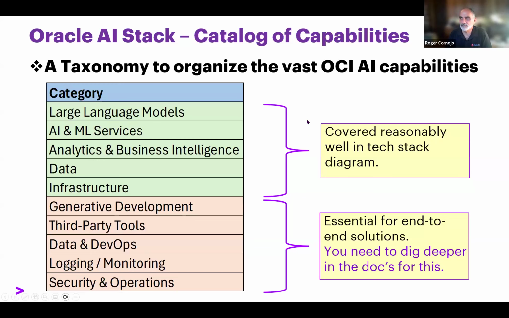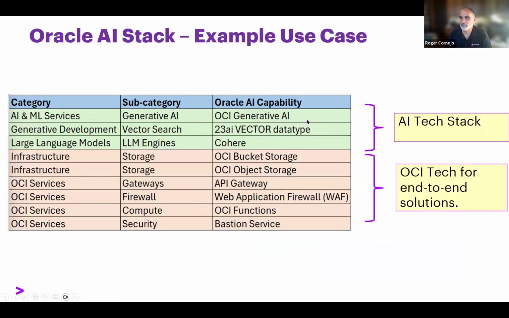But I've done a little bit of digging here, and so for, let's say, a specific use case, I'm not going to need everything in the tech stack, right? So this is where you put on your architecture hat and figure out which services or capabilities in Oracle I'm going to use for this application. So in this application, let's say I'm going to use the OCI generative AI and the vector data type and the Cohere command model. But then I'm also going to need block storage, object storage, and API gateway, and so forth and so on. So that's just typical OCI technology for your end-to-end solutions.